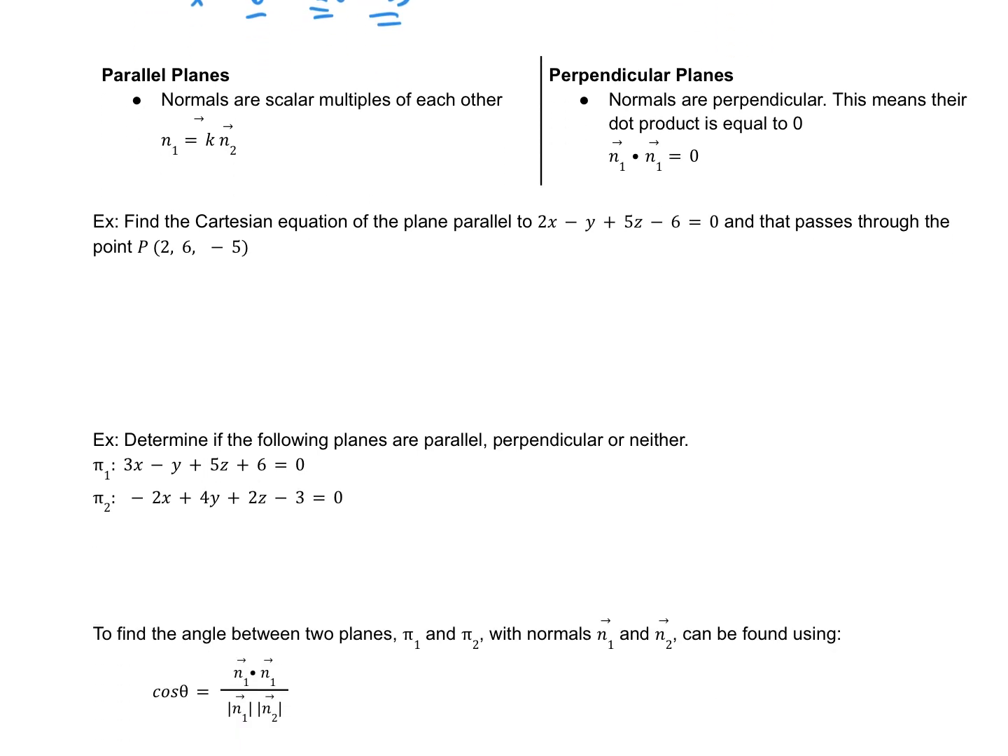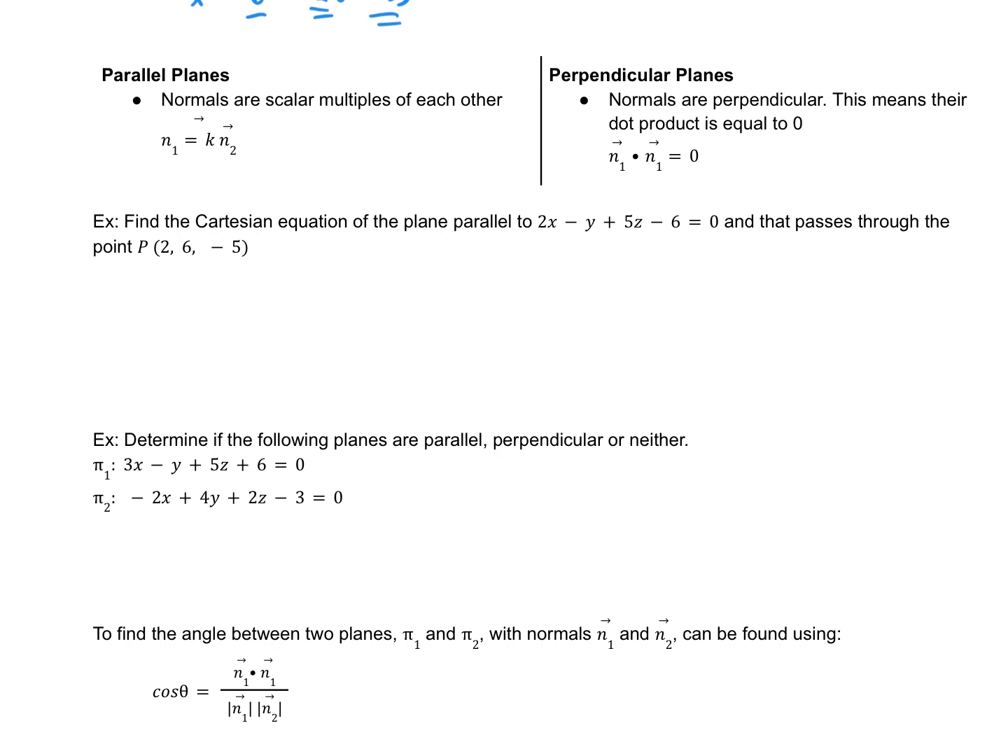All right, parallel and perpendicular planes. Parallel planes will have normals that are scalar multiples of each other, whereas perpendicular planes, if you take the normals and do the dot product, you'll get 0. Similar connection as we saw with lines. So find the Cartesian equation of the plane parallel to this, 2x minus y plus 5z minus 6 equals 0, and passes through the point (2, 6, -5).